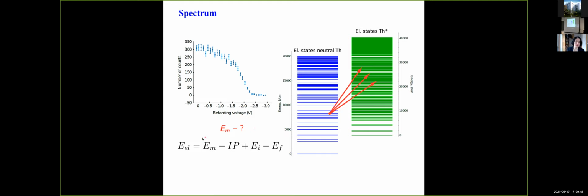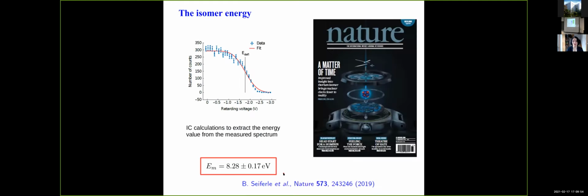And actually, we were there to sort out this mess, performing atomic structure calculations and calculating the internal conversion rates for all of this, so that one could extract the value of 8.28 plus minus 0.17 electron volt, which shows us it's not 7.8. It's unfortunately also not below 7.8, since the lower the energy, the better it would be for the construction of the vacuum ultraviolet laser. But anyway, with this measurement, we made it on the cover of Nature in September 2019, so 1.5 years ago. And we were very happy about that.